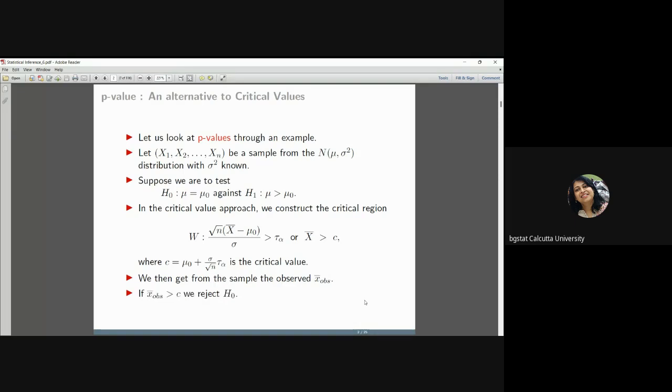The way you perform the test is you get your data, you calculate the observed value of x bar. Here it's denoted by small x bar with a subscript of obs to denote observed. You compare it to c, and if it's greater than c, you reject H naught because under the alternative mu is greater than mu naught.